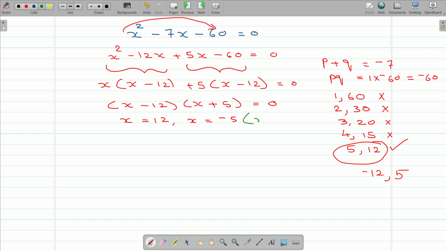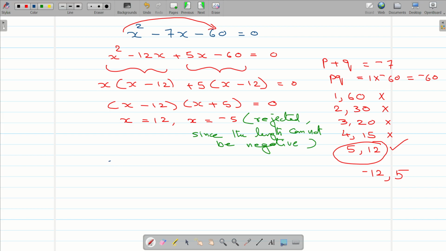x is equal to minus 5 is rejected since the side of a triangle cannot be negative. Thus the length cannot be negative. Length cannot be negative.